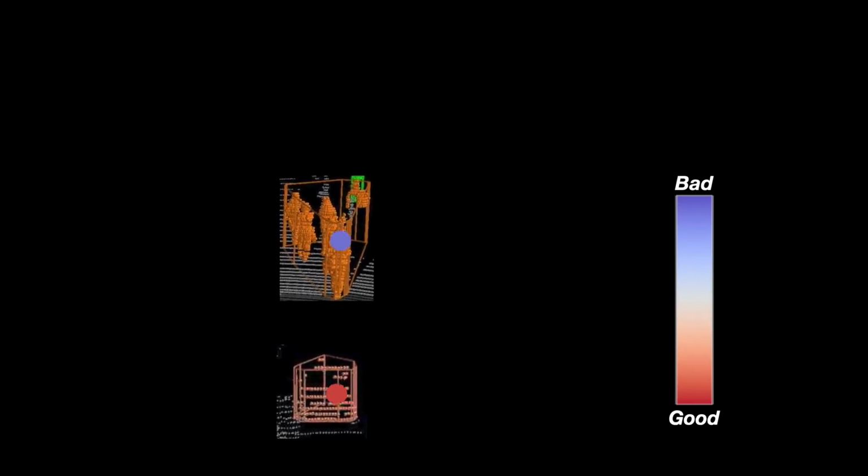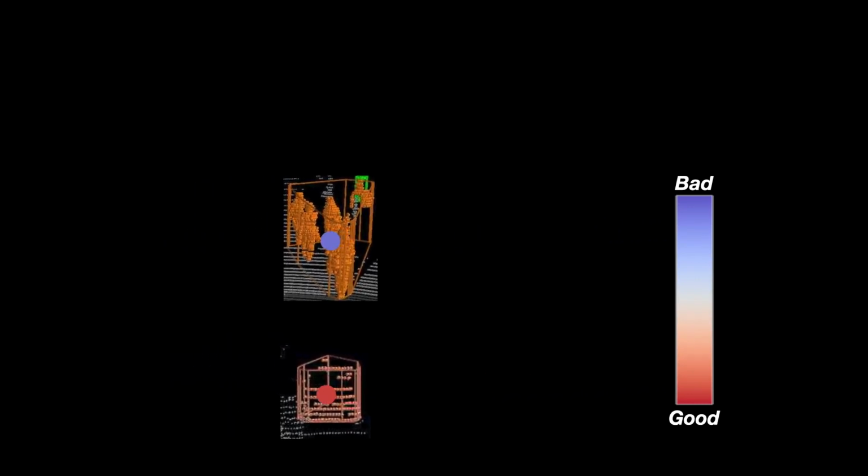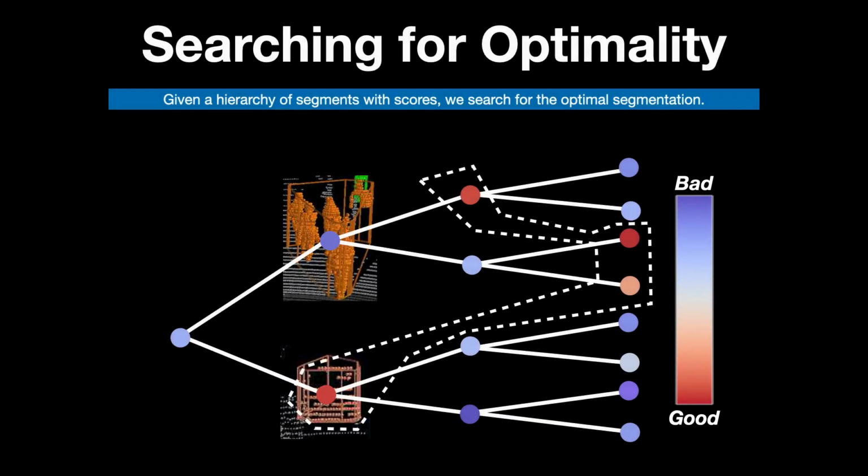Now, each segment is assigned an objectness score, and we can go back to this hierarchy of segments. Our goal is to find the best segmentation, but so far we have only defined a local score for individual segments. We have yet to define a global score for the whole segmentation.